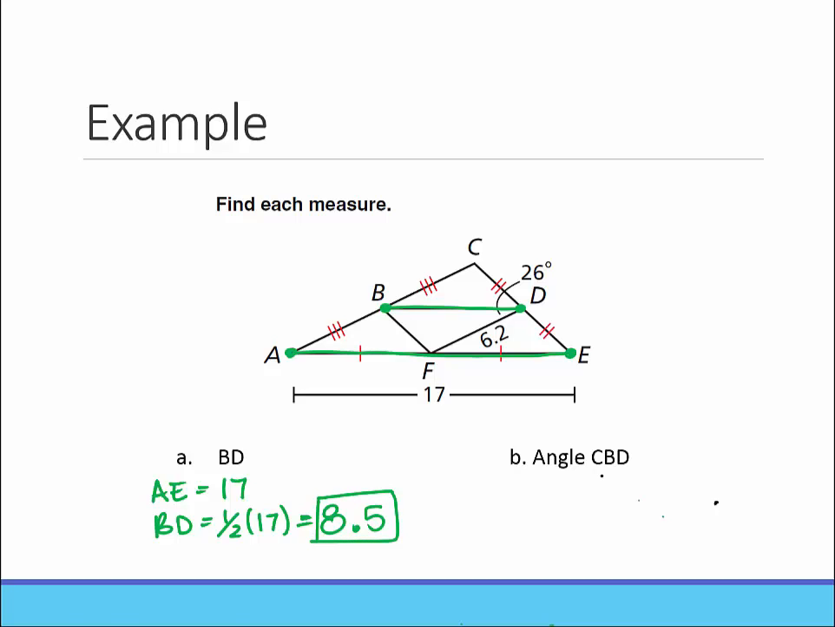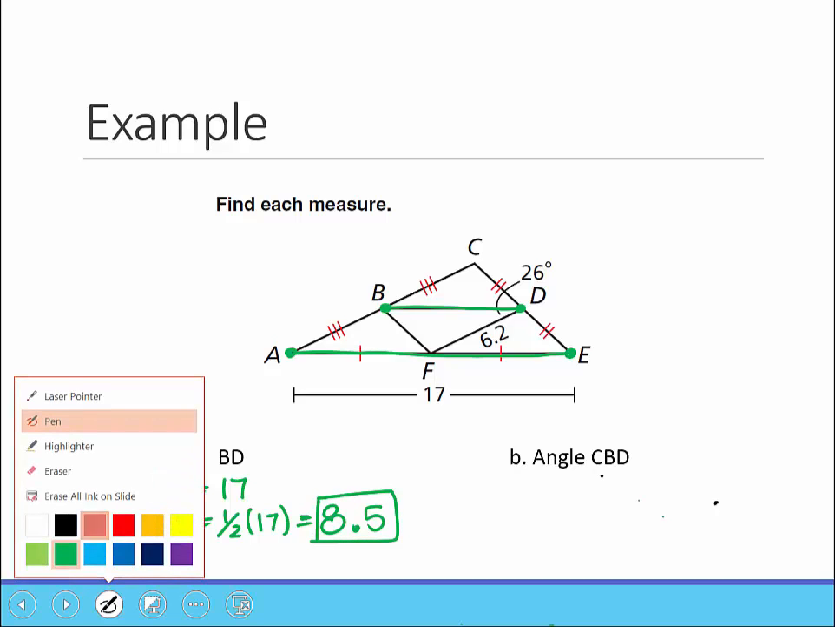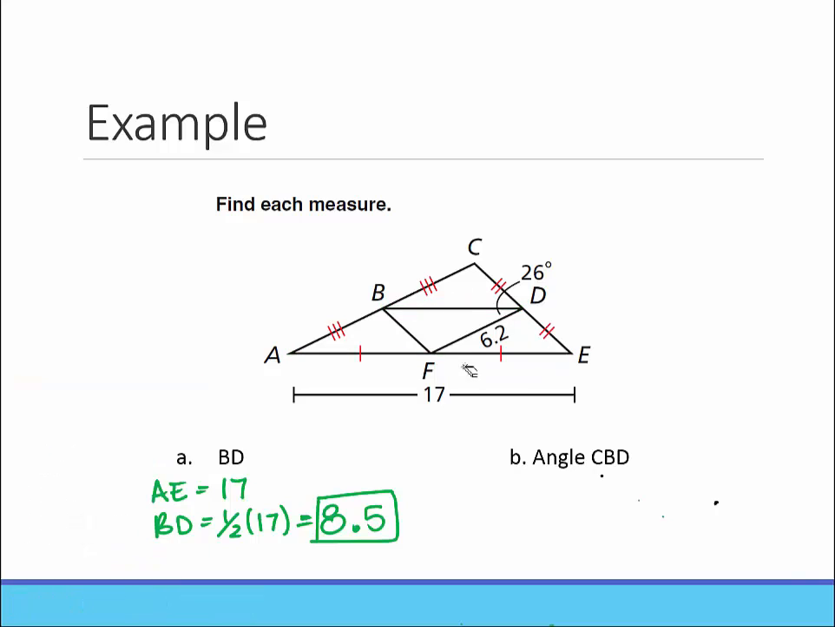Now the next one's a little more confusing. I want to find angle CBD. So I want to find this angle right here. And the only angle measure they give us is this guy over here. So what I'm going to do is take a look at everything that's going on here. This angle right here is cut by two things. It's cut by this line and this line. That's how that angle is formed.